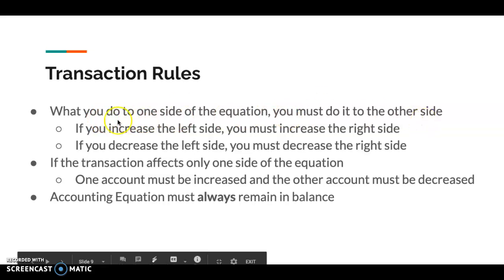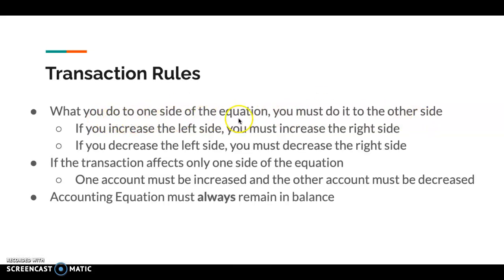So basically the rule is what you do to one side of the equation, you have to do to the other. I said assets is considered the left-hand side of the equation. Liabilities and owner's equity is considered the right hand. So if you increase the left-hand side, you have to increase the right-hand side. If you decrease the left side, you have to decrease the right side, okay?